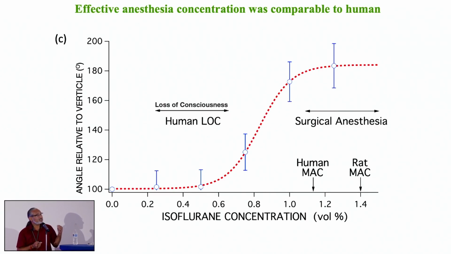What's interesting about this is that it's very similar to human and animal doses for loss of consciousness and going towards surgical anesthesia. You can see that we are right about between 0.5 and 0.8, where the transition from loss of consciousness to surgical anesthesia occurs. And so the volumes of anesthetic being used are very similar to those used in other organisms.